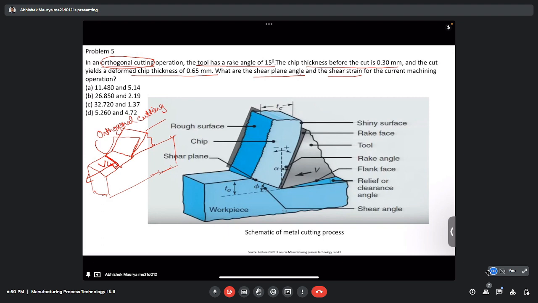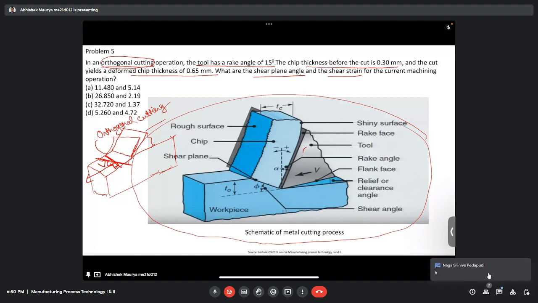But if our cutting edge is not perpendicular, and it makes some angle like this, if it is not 90 degrees, if it makes any other angle apart from 90 degrees, then we will call it inclined cutting or non-orthogonal cutting. After that, let's start observing this schematic diagram. It is a case of orthogonal cutting. So what is there? This is the tool.